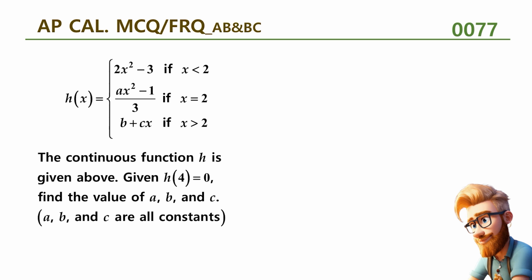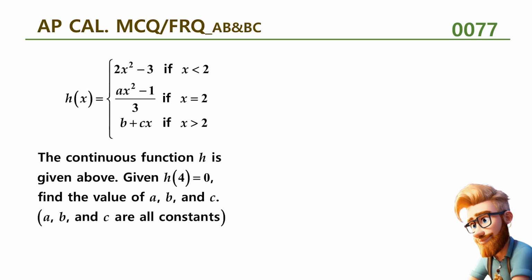Question 77. The continuous function h is given above. Given h of 4 is equal to 0, find the value of a, b, and c. Okay, the function h is continuous. That means it is continuous at x equal to 2 also, right?